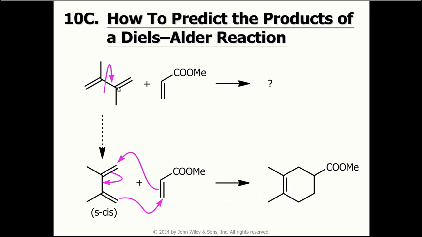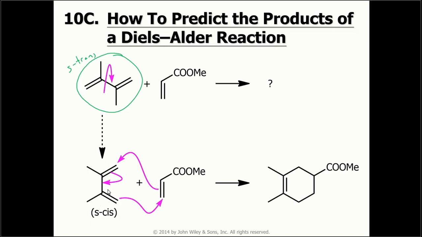Well, we start by showing the diene in an S-cis conformation. You won't always be given the diene in an S-cis conformation. This is S-trans. It's up to you to know that this is only going to react if it can adopt the S-cis conformation. So you draw it in an S-cis conformation, ask yourself, is this a reasonable conformation for this molecule to obtain? And it is, in this case.